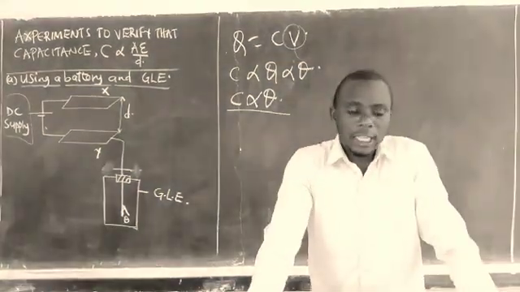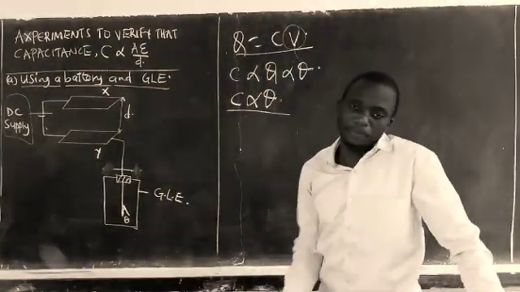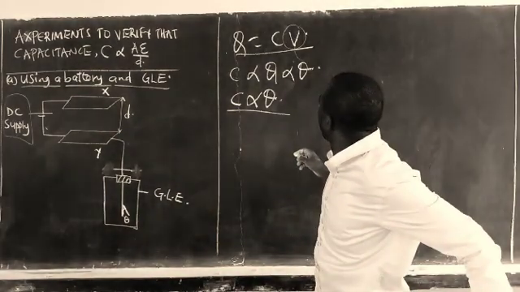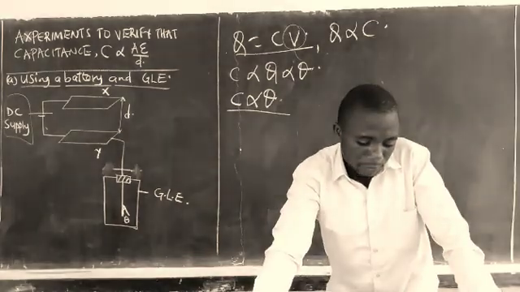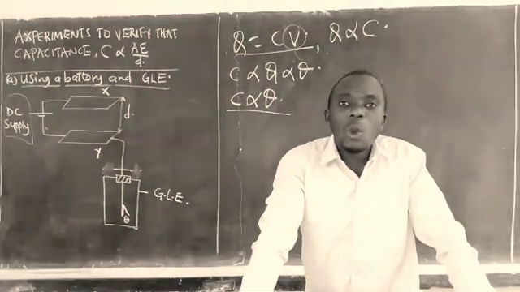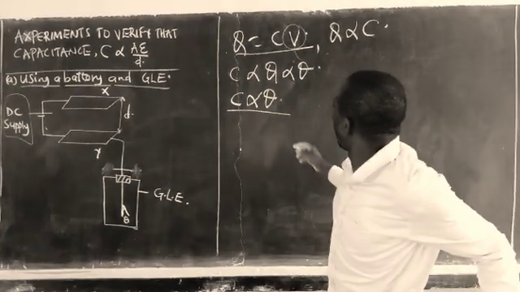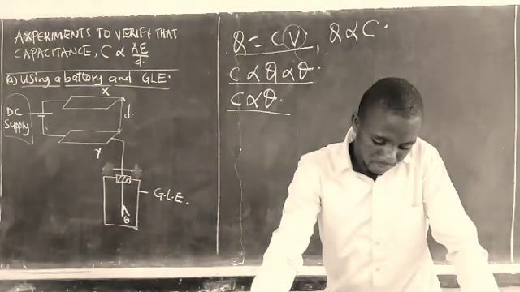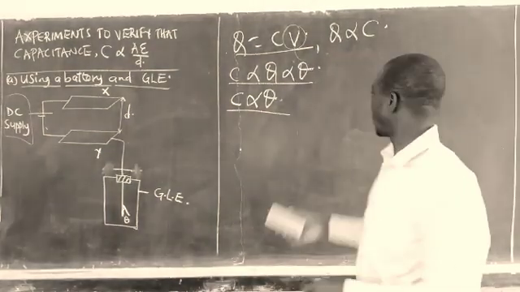You can take note. Magnitude of charge stored on either capacitor plate, Q equals CV. And since V is constant, therefore Q is proportional to C. And since the deflection of the GLE is proportional to the charge stored by Y, therefore, this and then this. So we can begin now our experiment. You are now convinced that when the deflection is bigger, that means bigger capacitance.